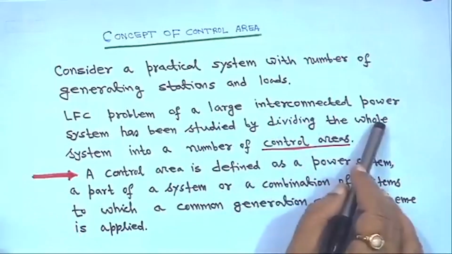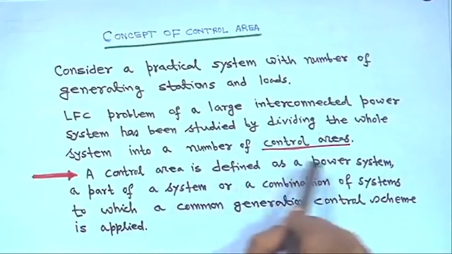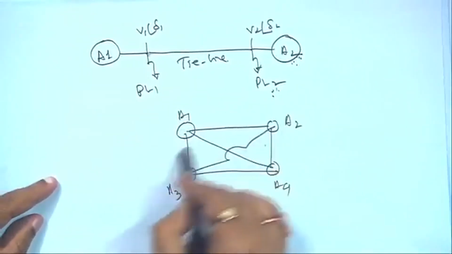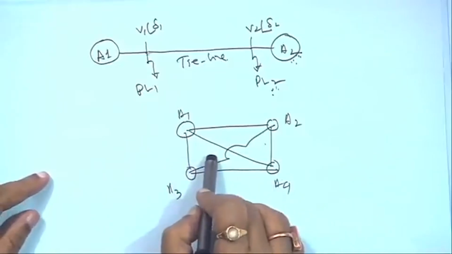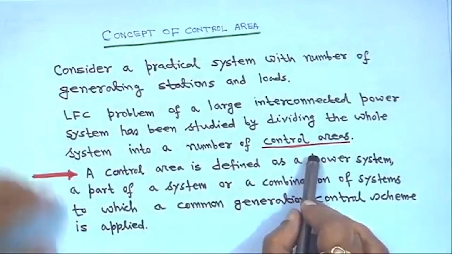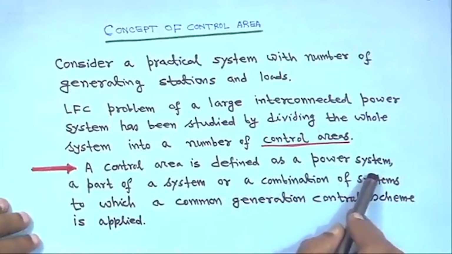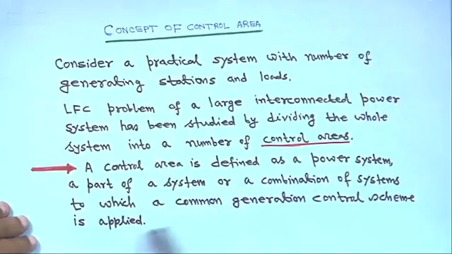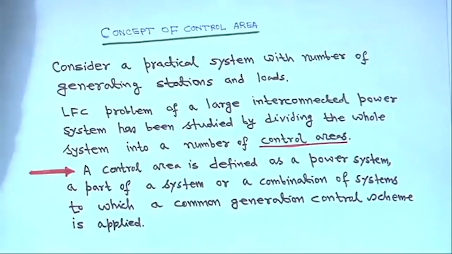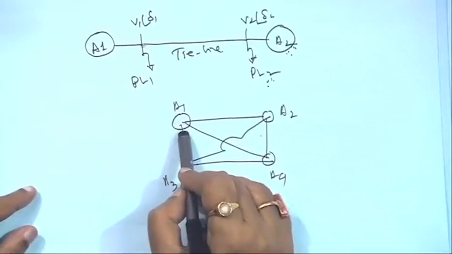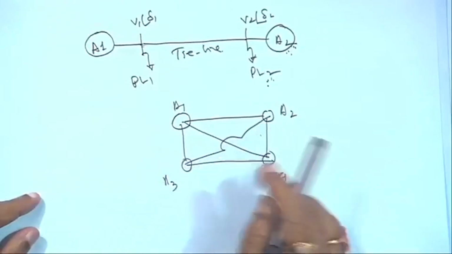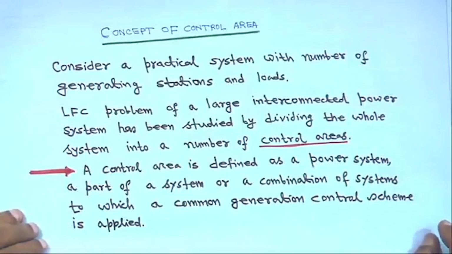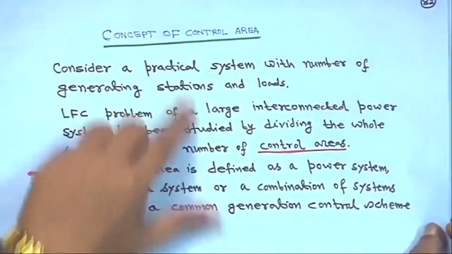The LFC problem of a large interconnected power system is studied by dividing the whole system into a number of control areas. For example, the system I just showed you can be divided into different regions, each a control area. A control area is defined as a power system, a part of a system, or a combination of systems to which a common generation control scheme is applied. That means for each area you can apply a common generation control scheme. This is the concept of control area.